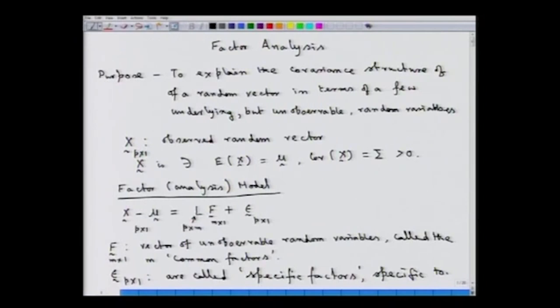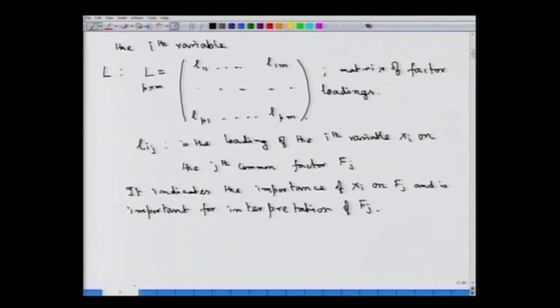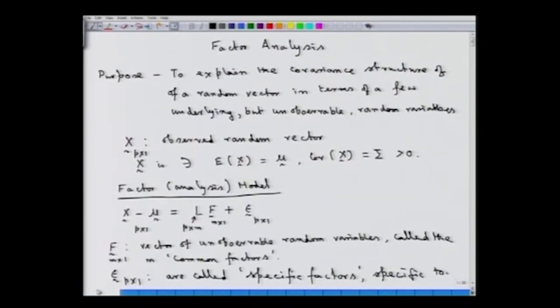Now, this is thus the factor analysis model. We write the observed random vector x, what we have as observations, as x minus mu equals Lf plus epsilon, wherein L is a matrix of constants, which we are calling the factor loadings matrix. And we have F, the vector of unobservable random variables called the common factors, F m by 1, which is F1, F2, up to Fm transpose. And epsilon is the specific factor vector, having p components epsilon 1, epsilon 2, up to epsilon p, right.